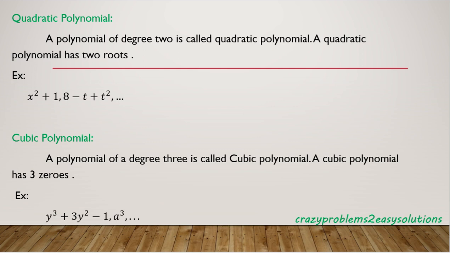Cubic polynomial. A polynomial of degree 3 is called a cubic polynomial. A cubic polynomial starts from x cube plus x square plus so on. This is called a cubic polynomial, and a cubic polynomial has 3 zeros.